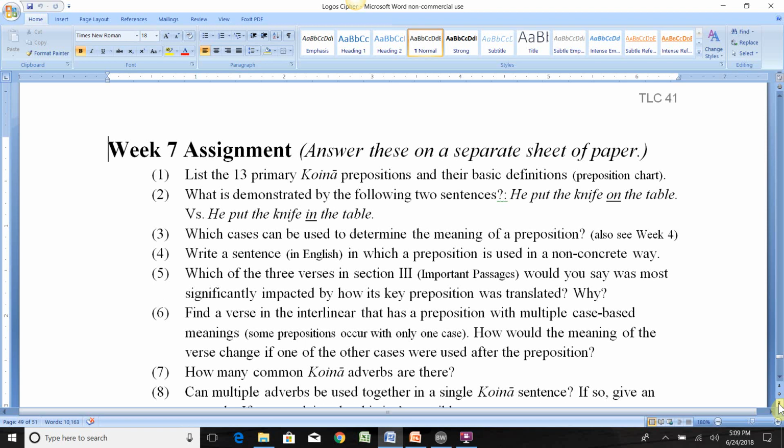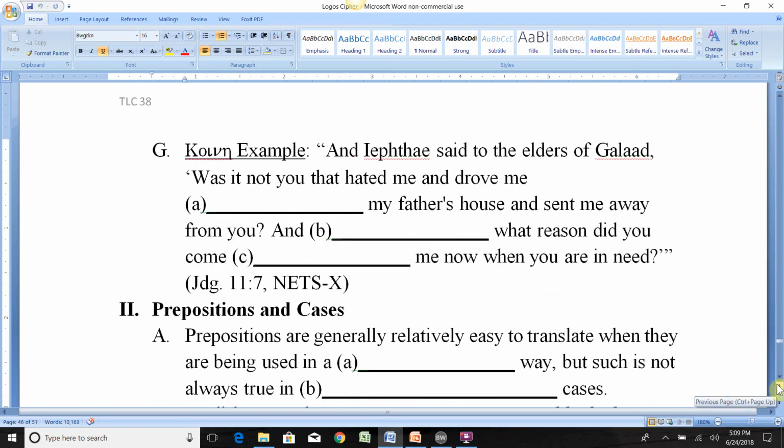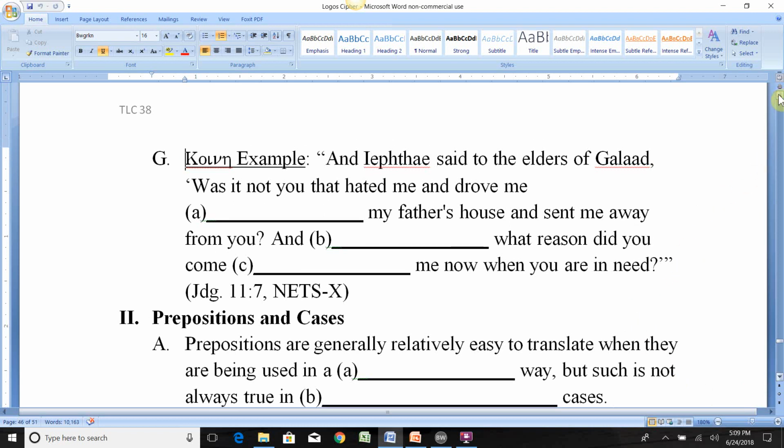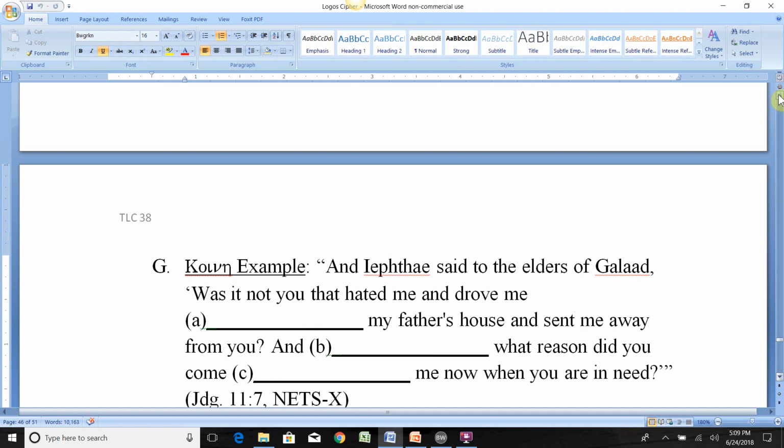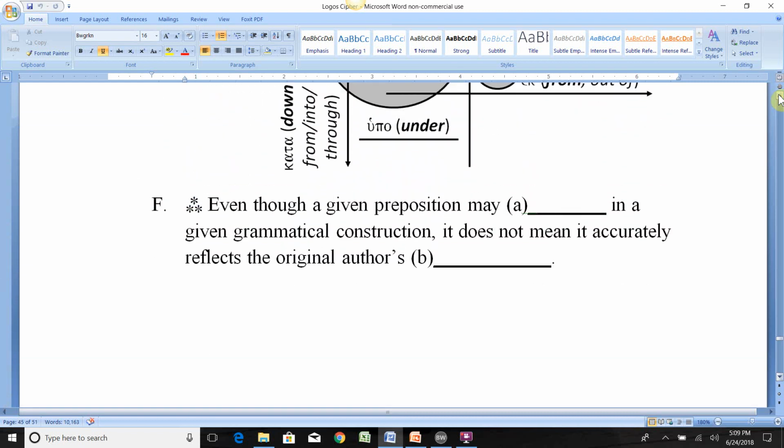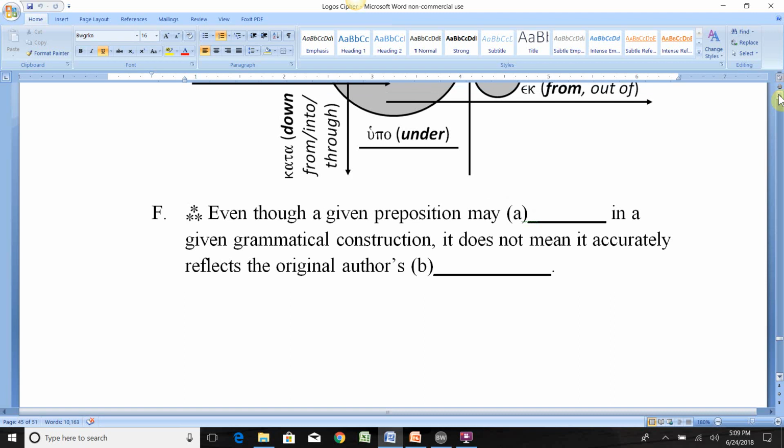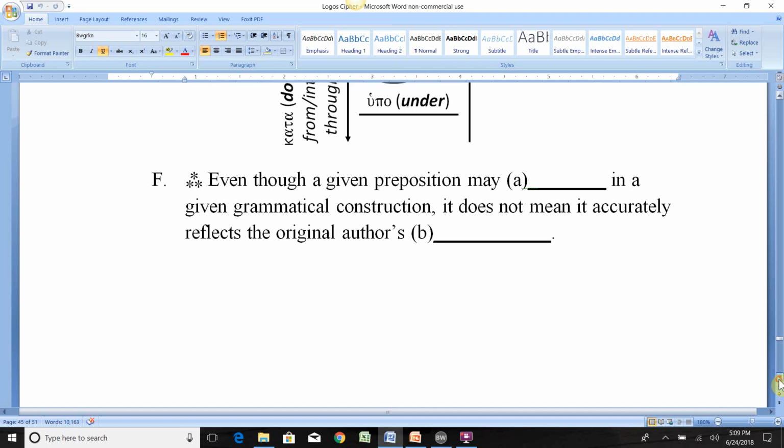So where do you find that? I thought I looked at something about context. Let me see if I can bring it up here. Not just context. In F, even though a given preposition may fit in a given grammatical construction, it does not mean it accurately reflects the original author's intent based on the context. Okay, so just refer to F for that.